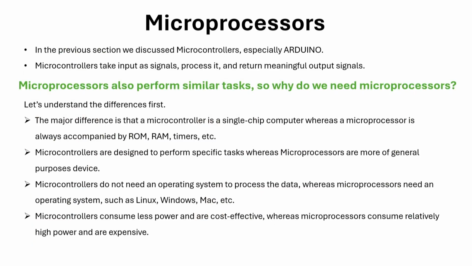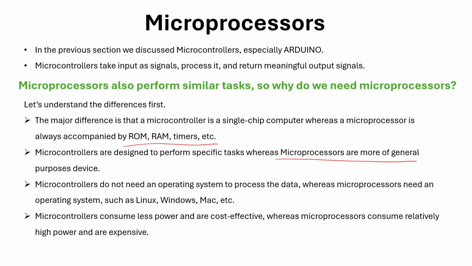Okay. So, now I will come to the microprocessors. Microprocessors can do whatever microcontrollers can do, but they are much more powerful, though they are also a kind of dedicated type of system. They need all the peripherals accompanied with them. A microcontroller does not need it. So, they have to be accompanied by ROM, RAM, timers, etc. And microcontrollers are designed to perform specific tasks, whereas microprocessors are more of a general purpose device.